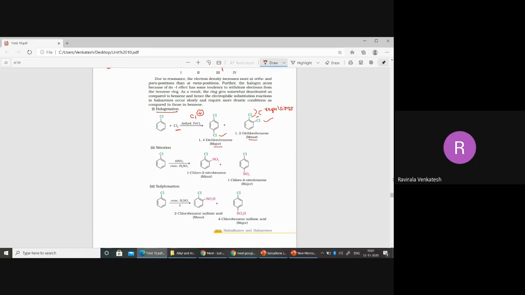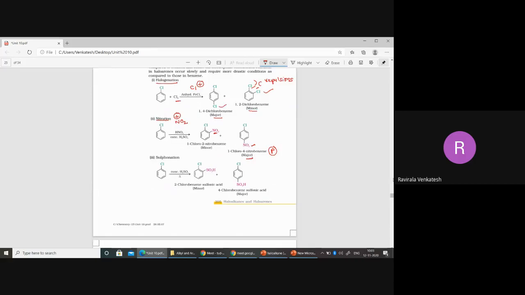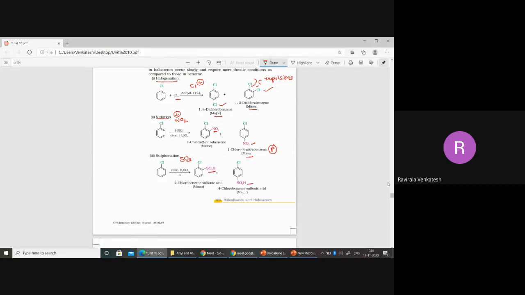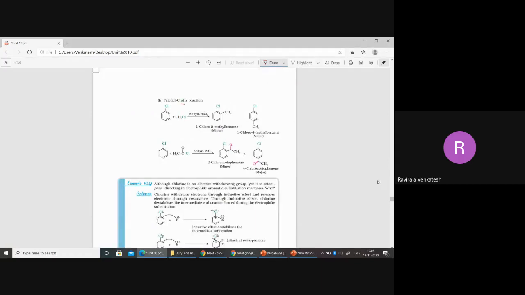Now, in the case of nitration, what is the electrophile here? NO2 plus is the electrophile. It attacks at which position here? Ortho position, para position. Again, the para one will be the major. In sulfonation, the electrophile will be SO3, but from this hydrogen, you are going to get SO3H. Now, in Friedel-Crafts reaction, the electrophile will be what here? CH3 plus. This will be the electrophile here. It attacks at which position? Again, ortho position, para position.